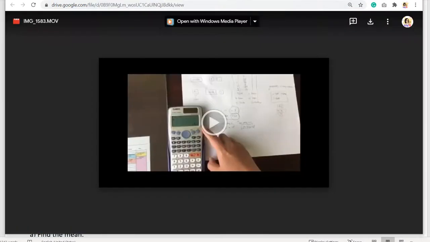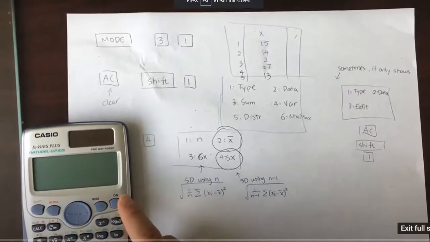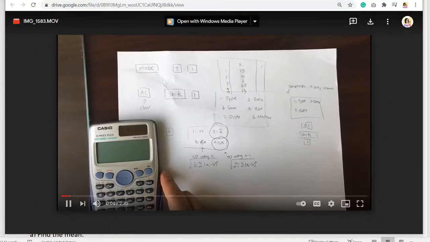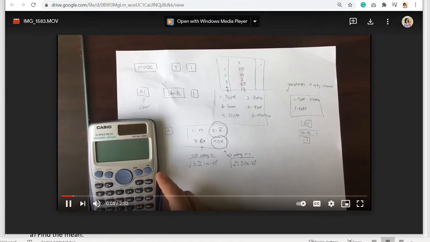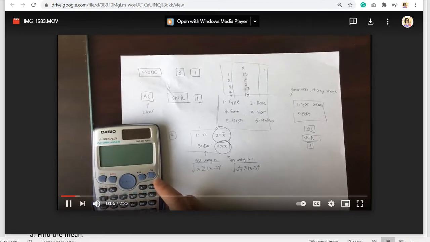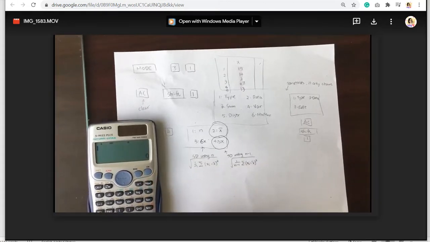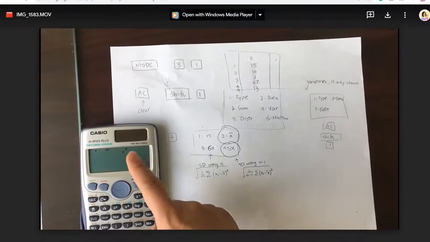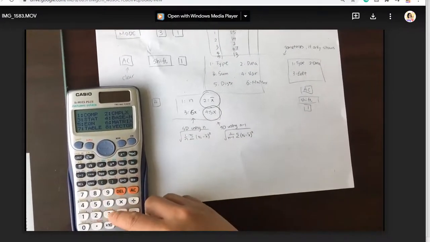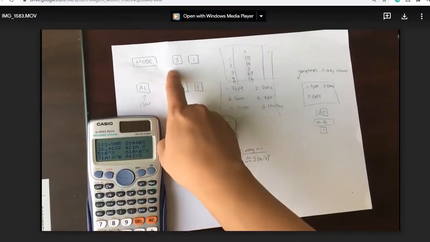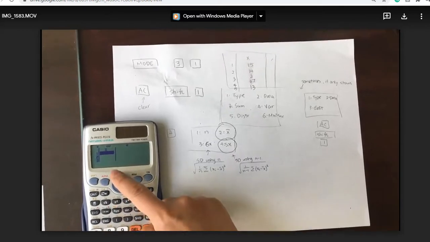Alright, so let's look at the second type of calculator. Hi, I'm going to tell you how to use our calculator to find the mean, sample variance, and standard deviation. So turn on the calculator and we press mode. Then you can see the stats. So press 3, then press one variable. Then we can see the column.